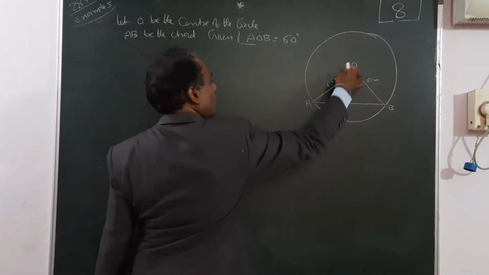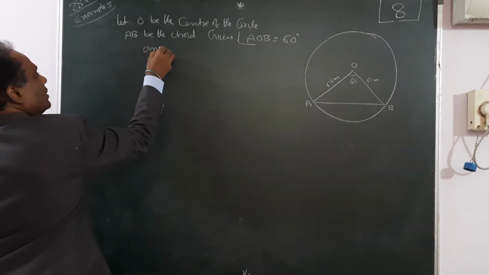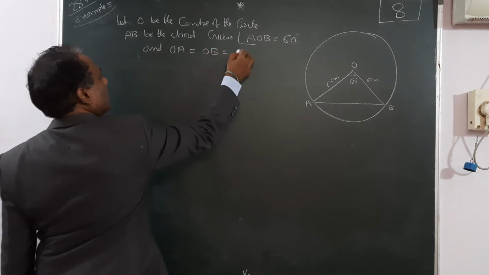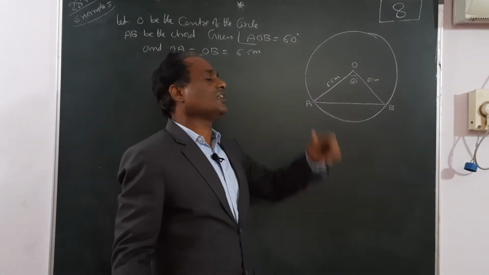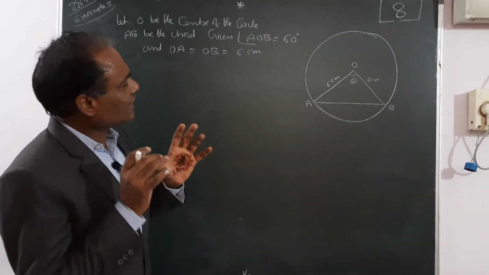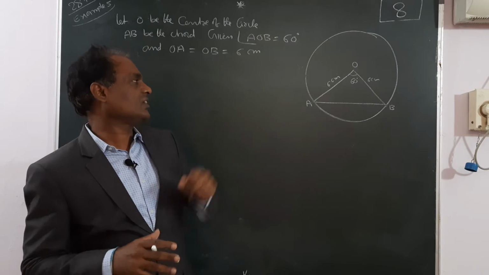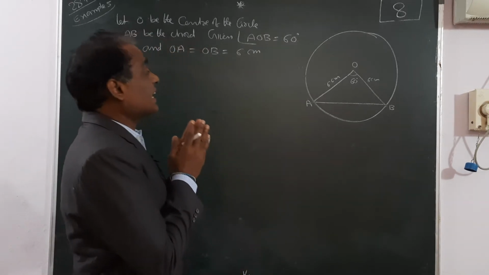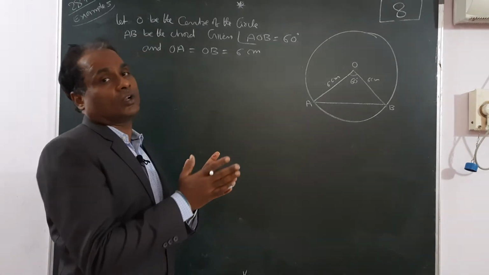So this OA is 6 centimeter, OB is 6 centimeter, because it is given in the problem that the radius is 6 centimeter. So how to find AB? For that, in trigonometric ratios, whatever relation is given and whatever we are asked to find, first we have to get a right angle triangle. If it is a right angle triangle, then only we can use the trigonometric ratios.